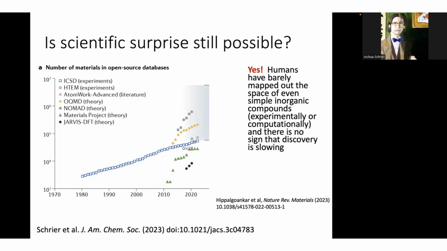You can look at this in different ways. You can look at experimental databases and try to see the number of materials that are reported in those experimental outcomes, the ICSD or HTEM, and look at the growth over time. You can also look at computational databases, things like the Materials Project, where people have used density functional theory calculations to compute hypothetical compositions. And there too, it doesn't look like they're running out of steam. The number of compounds in these databases just keeps growing on this logarithmic scale.